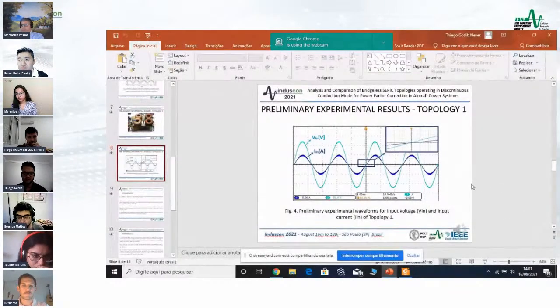So this is the waveform of the input voltage for the considered converter, and the power converter that was chosen accomplishes power factor correction. So the input current and input voltage are in phase.